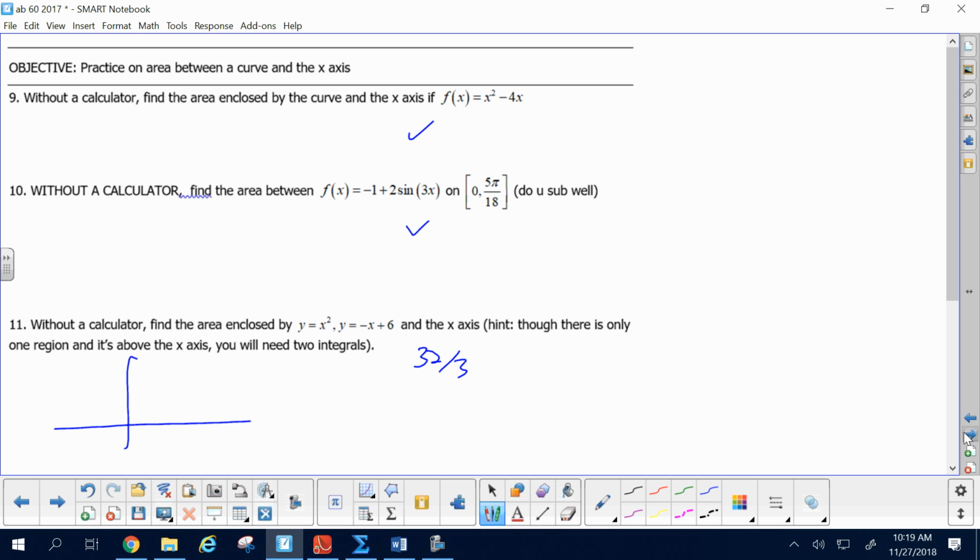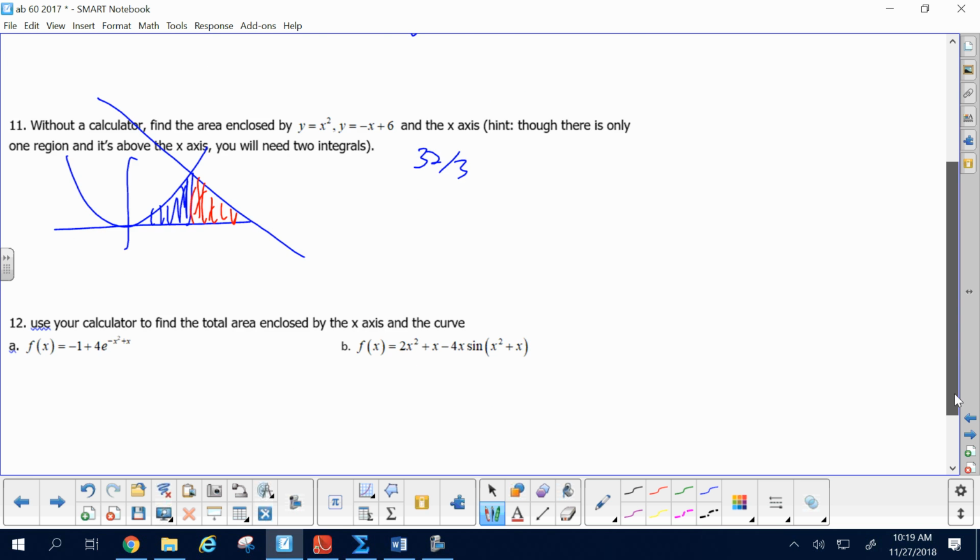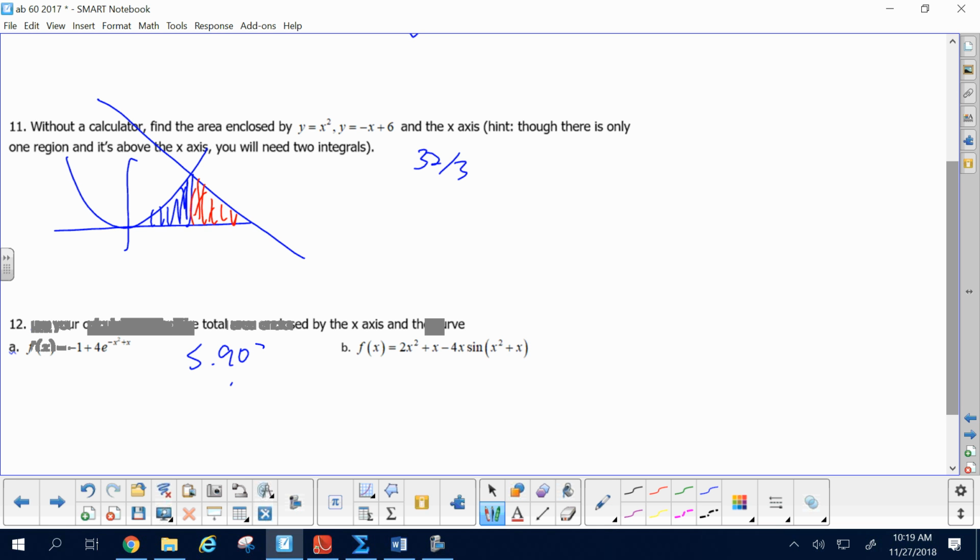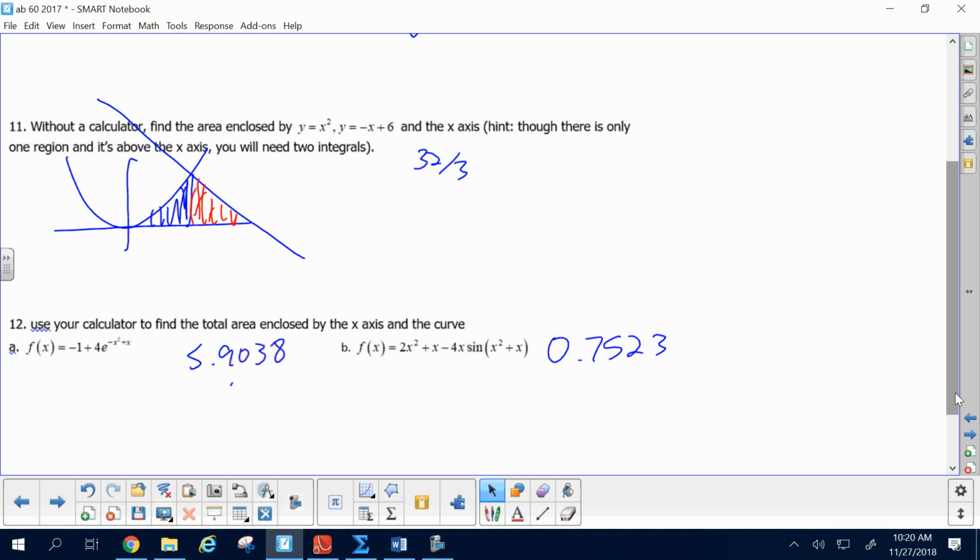If you did that correctly, you should have seen there's a need for 2 integrals because there's one region where it's the parabola, one region where it's the line. And then it's 5.9038 and 0.752. Get this to me by the end of the day. If you have questions, bring them in.